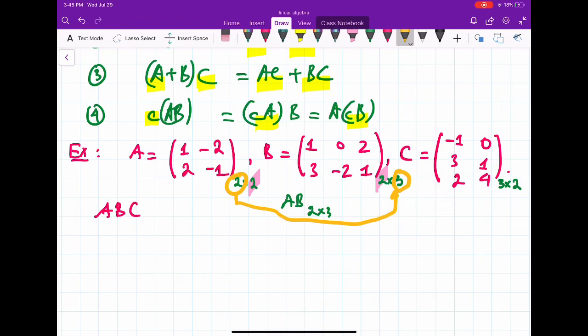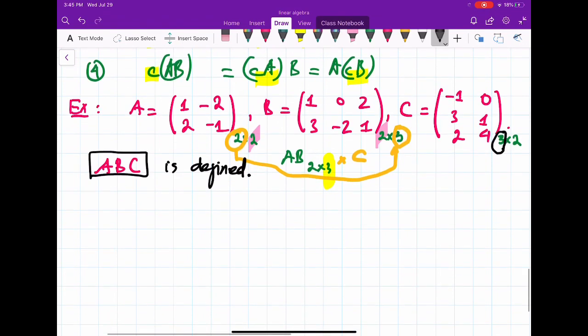And then if you want to multiply this with C, you need to compare the number of columns in AB, which is 3, and that equals the number of rows in C. So we are good. That means ABC is defined. All right, let's multiply them. I can do AB first and then multiply with C. So let me multiply A and B.